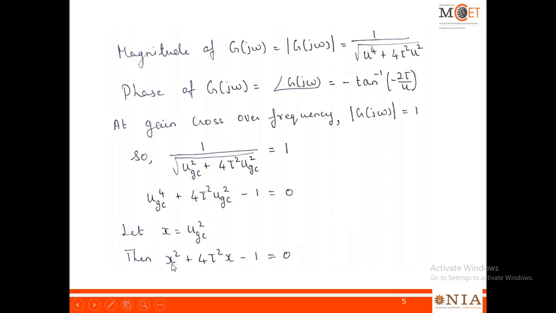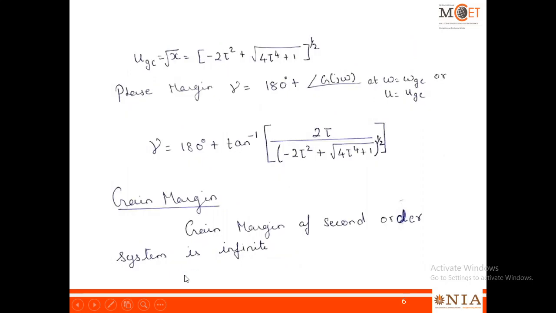That will be the x value, isn't it? x is equal to minus b plus or minus square root of b square minus 4ac by 2a. So let me show you the values of x. Only one value we have taken, with the positive root. After getting x, UGC is equal to square root of x, or x is equal to UGC square.